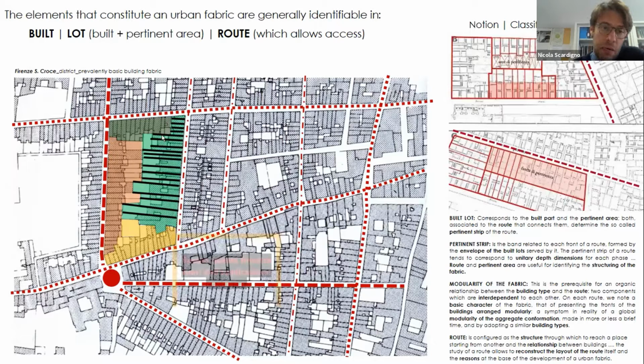And then we have the route, which is configured as the structure through which to reach a place starting from another place, and the relation between the buildings. The study of a route allows the reconstruction of the layout of the route itself and the reasons which are at the base of the urban fabric.